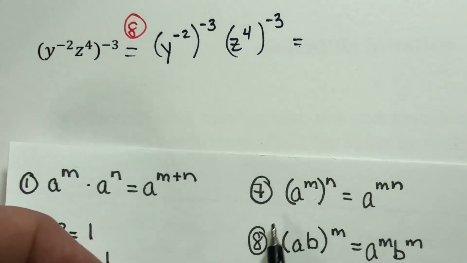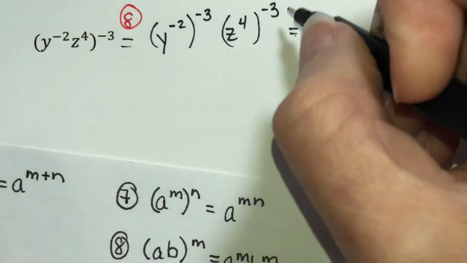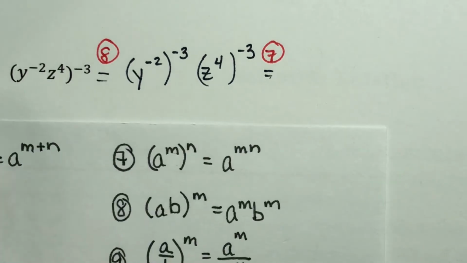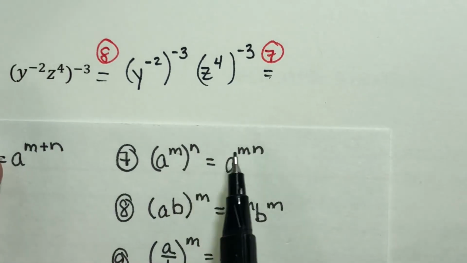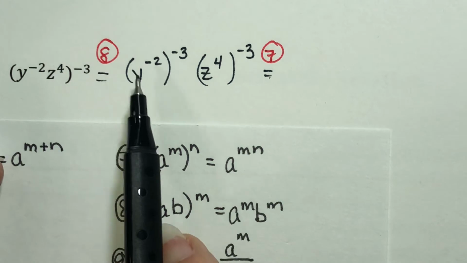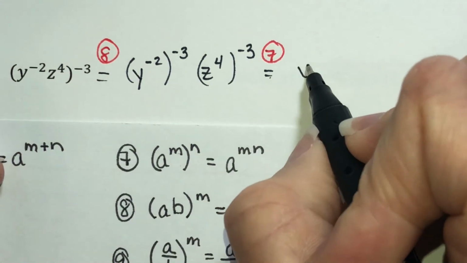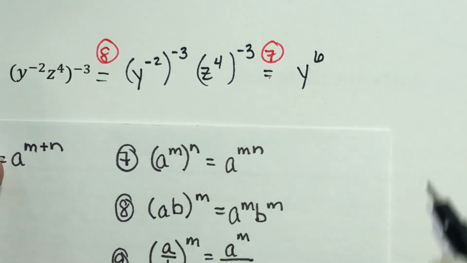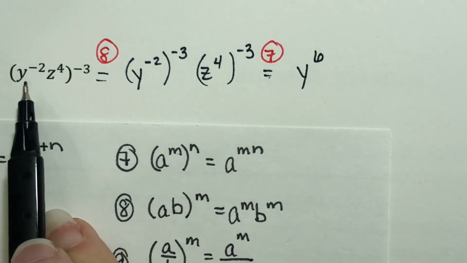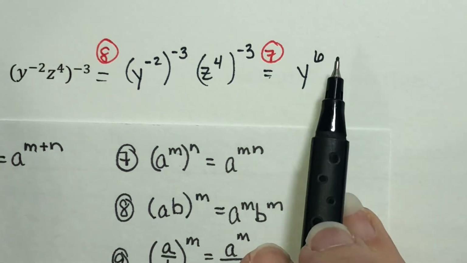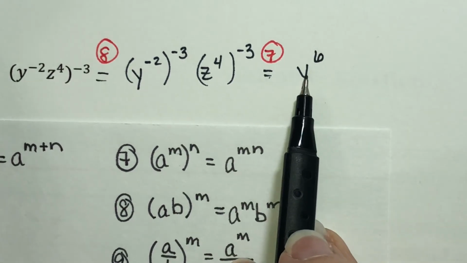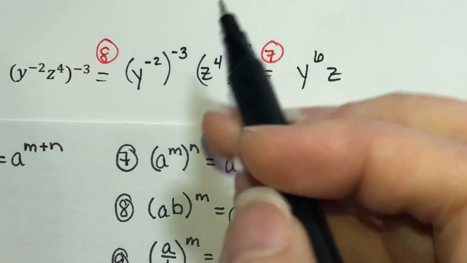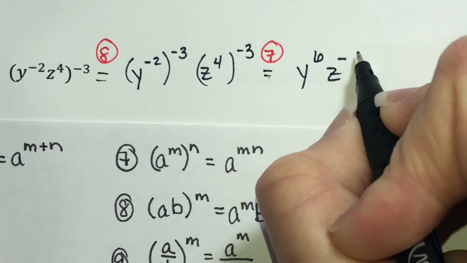Okay, now we have a property. We can use property number 7. They almost always go together. Property 7 says a power raised to a power, you multiply those exponents. So I'm going to have y to the negative 2 times negative 3 is positive 6. This is what I mean. If you had fixed this earlier, you're going to find that you never needed to fix it at all because it ended up with a positive exponent. And then we have z to the 4 times negative 3, which is negative 12.